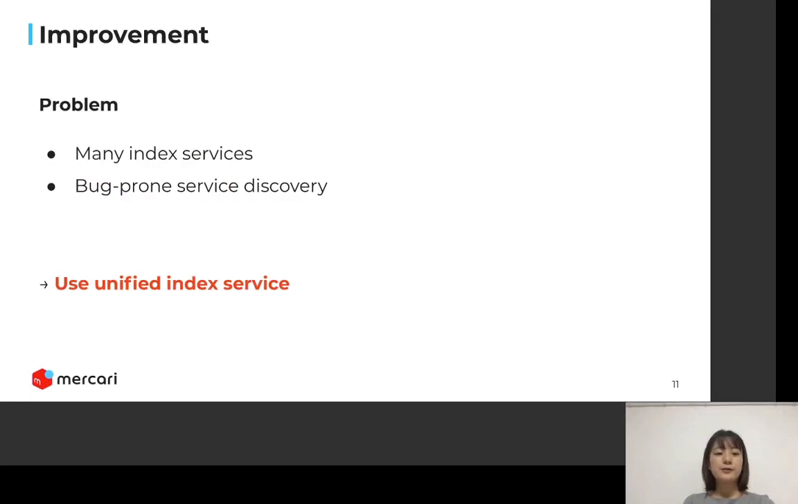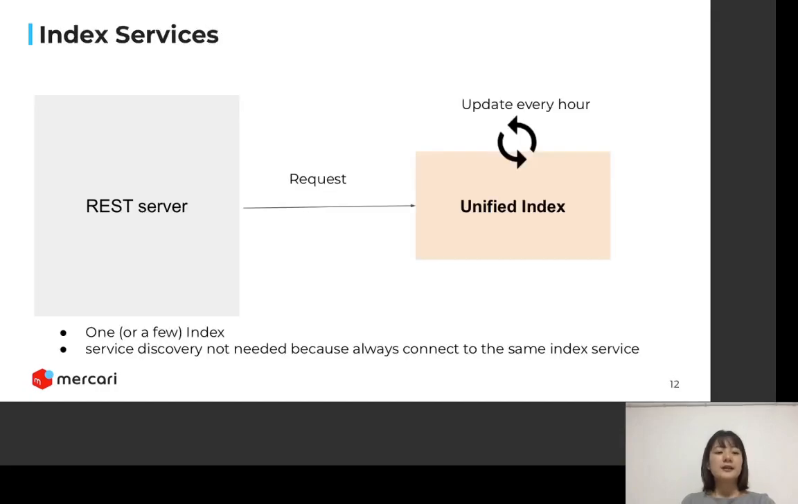In order to improve this, we consider combining indices into one service instead of deploying them as separate services every hour. The unified index is the idea of deploying only one or a few services and updating them every hour. The advantage of this idea is not only that we can reduce the number of services, but we can also remove the index service discovery thread, because we use the same service by updating it, not deploying a new service.